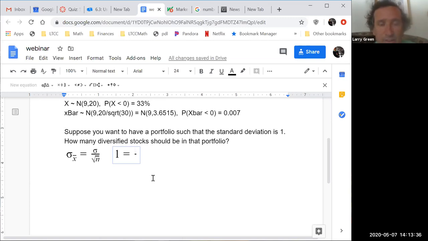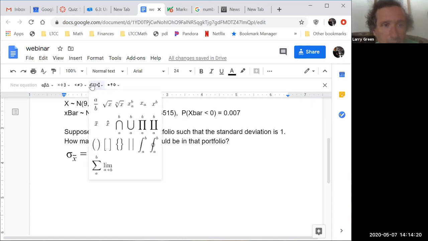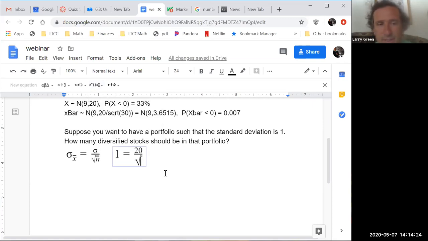Okay. All right, so we want our portfolio to have a standard deviation of 1. The portfolio standard deviation is the standard deviation of the average of our portfolio stocks. The standard deviation of the average is sigma sub x bar. That's what that symbol means. X bar is average. Do you see that? Do we know sigma? Yeah, sigma is 20. That's given. Over the square root of n. Do we know n? No, that's what we want to find out. So that stays as n.